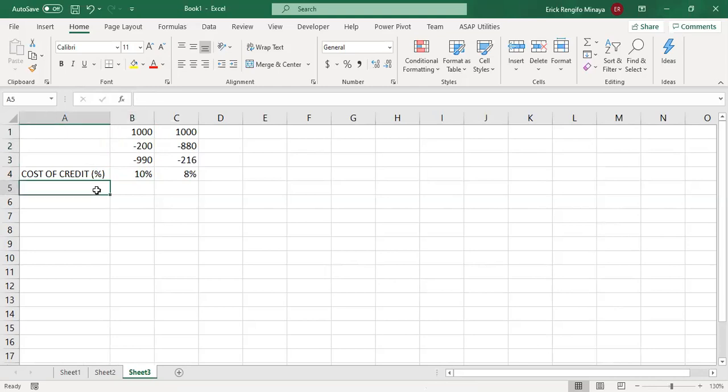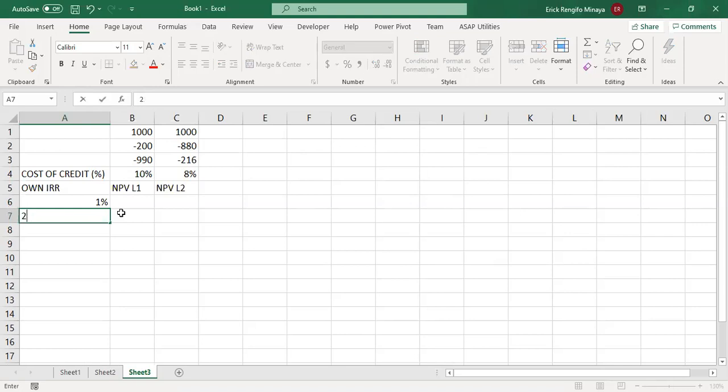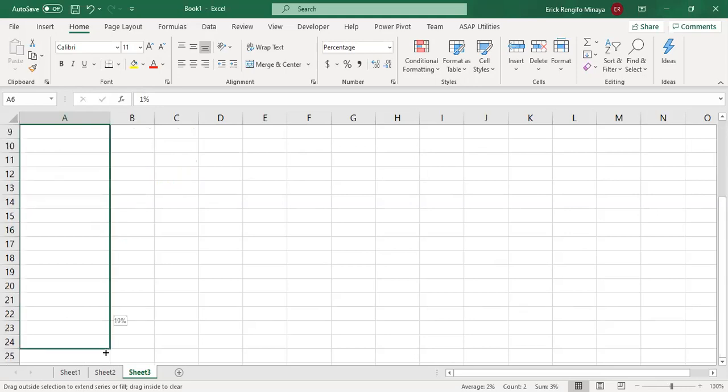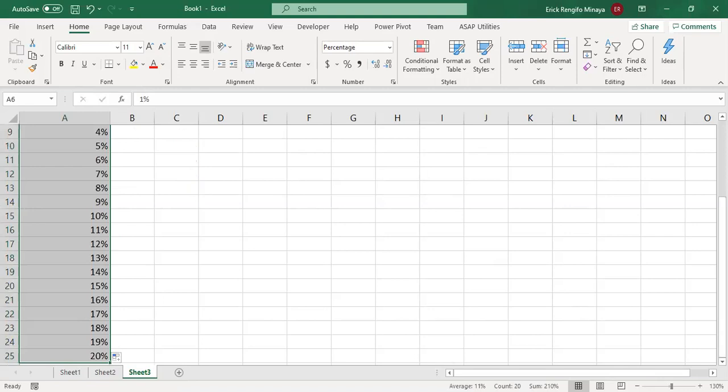Okay, so here what we're going to do is let's write own IRR. So I'm stressing is our own IRR, it's my IRR. And then I will say here, net present value of line 1 and net present value of line 2, okay? And then what I will do here is I will start talking about if my project produces 1%. Now, if my project produces 2%, and then I will go up to 20, for example. 15, 16, 20. So let me reduce this.